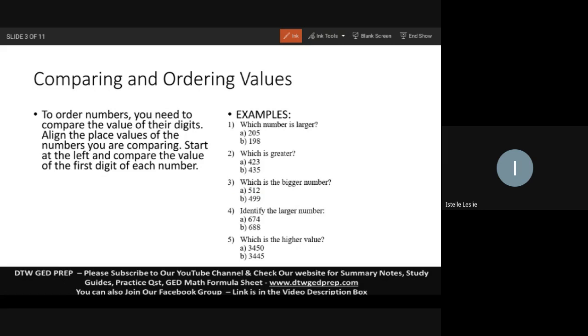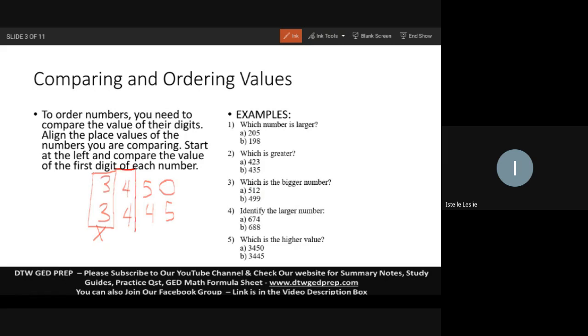So for the fifth one, same thing, we align the ones, we align the tens, we align the hundreds, and then we align the thousands. So same thing, we start from the left. Now for the thousand, the digits in the thousand position are the same, so we can't make our decision here. So we move one step to the right.